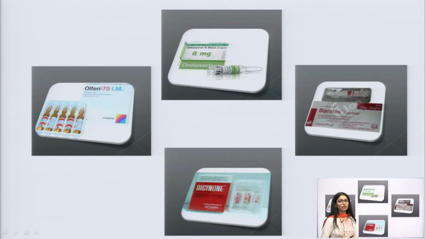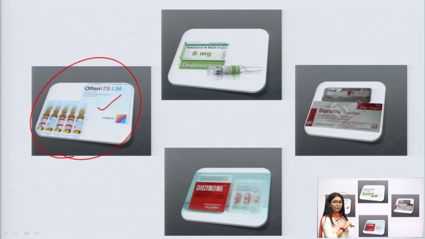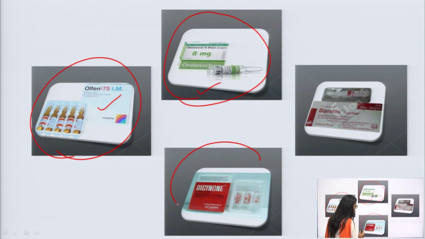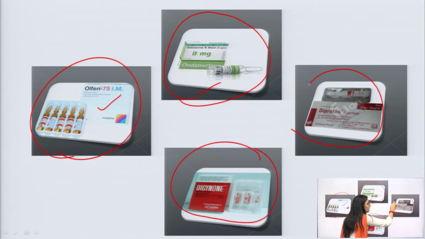Fine. So, in this image you can clearly see some examples of ampoules, how they look. We have Olefin 75 IM, that is delivered IM. Then we have ondansetron 8 mg, this is also an ampoule of ondansetron. We have dicyclone, then we have Diprox. These are some examples, or you can also go to the market and find these very easily. This is how they look.